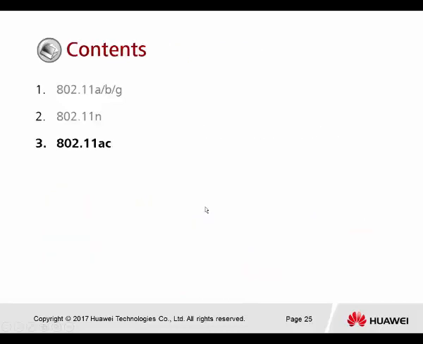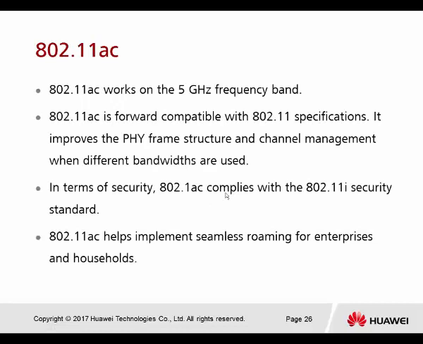802.11ac. So 802.11ac works on the 5 GHz frequency band. It's forward compatible with the 802.11 specification. It improves the physical frame structure and the channel management when different bandwidths are used.